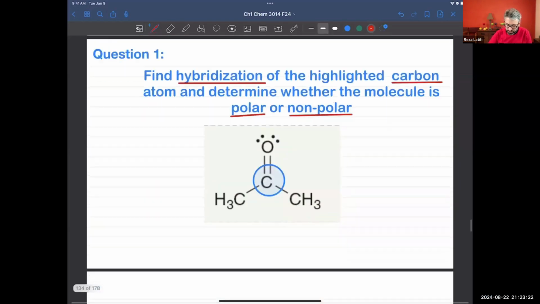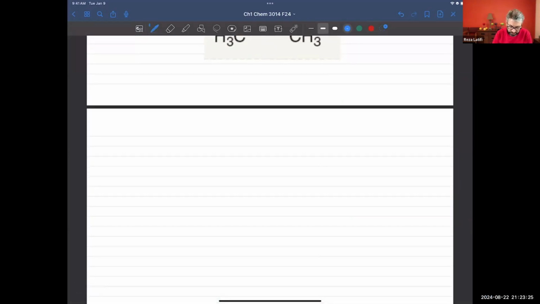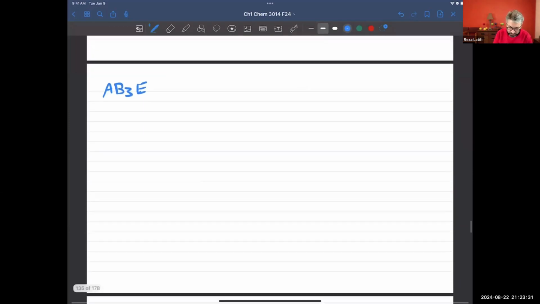Next subject that I'm going to go through. Now I'm going to introduce a lone pair. So I go AB3E. Now I have a lone pair. If you have a lone pair, you get the geometry like this.